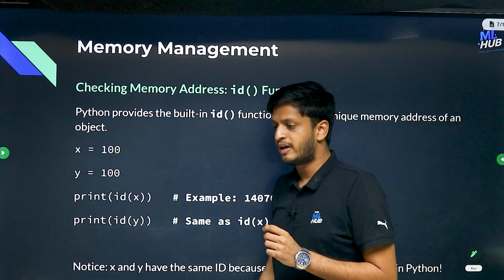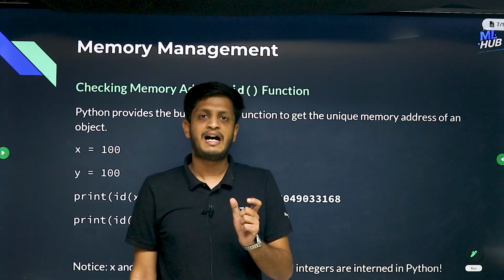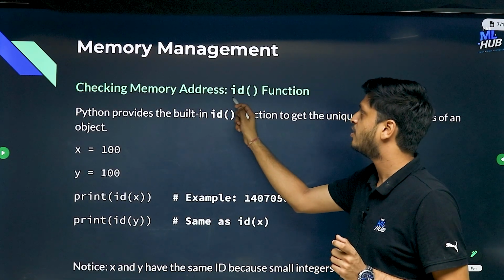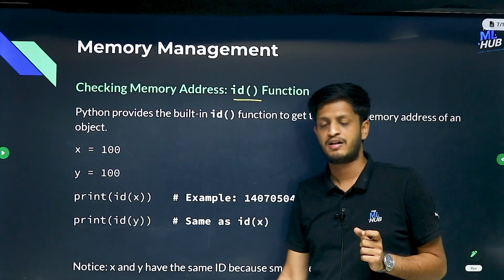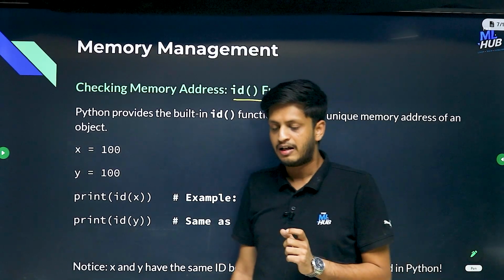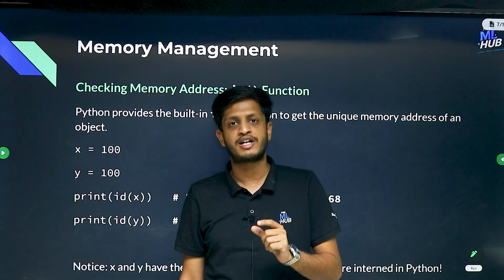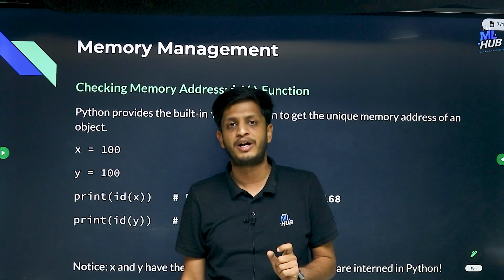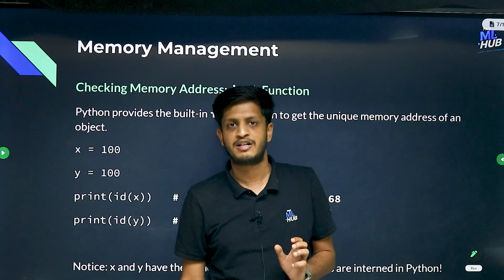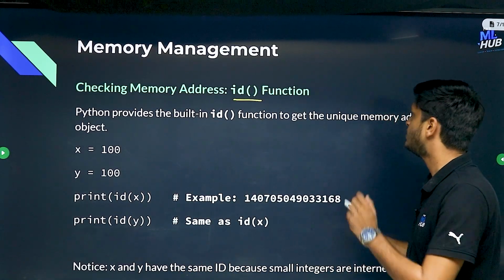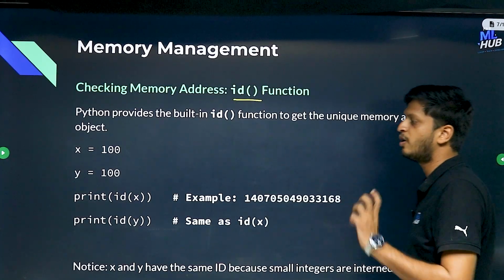Now there is a very important function in Python called the ID function. You can check the memory address of any variable using the ID function. I told you every memory has an address, and for any variable, if you want to check what particular memory address it is pointing to, you can use the ID function in Python. So Python provides the built-in ID function to get the unique memory address for any object.